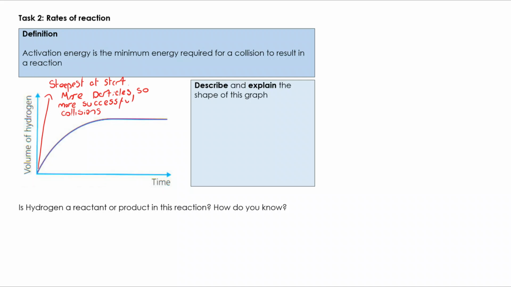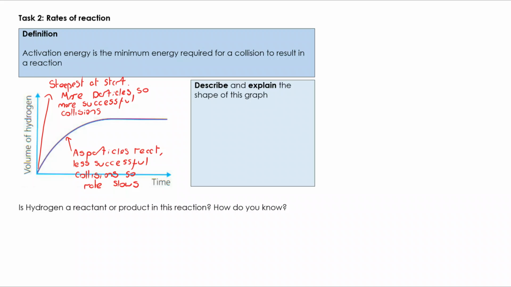Okay, so taking a look at it. The first thing is that the graph is steepest at the beginning. That is because there are more particles. We've got 100% reactants, and that means all of those reactants are colliding with each other. Not all of them are successful, but as they get used up, there are less particles left to react, and that means there will be less collisions. And that means there'll be less successful collisions. And for that reason, the rate will begin to slow down.